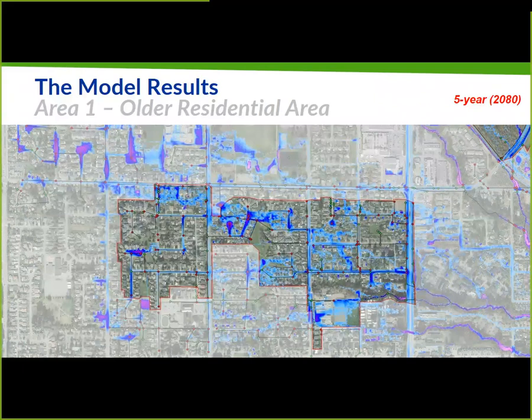Now I'm going to step forward to the 5-year 2080. So this is what would happen with the existing system if nothing happened up to the 2080 time horizon. So you can see that there's pretty significant flooding extents. A lot of these flooding areas start to connect, and you can see that there's these continuous overland flow paths that tie into existing water courses that you can see downstream.